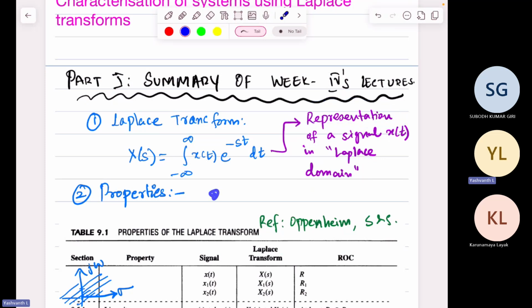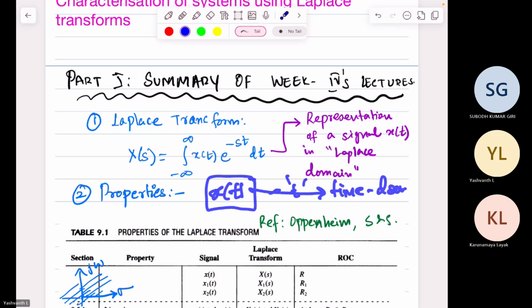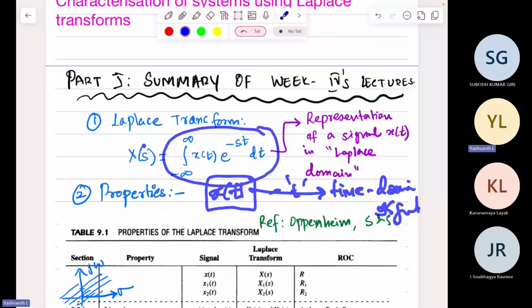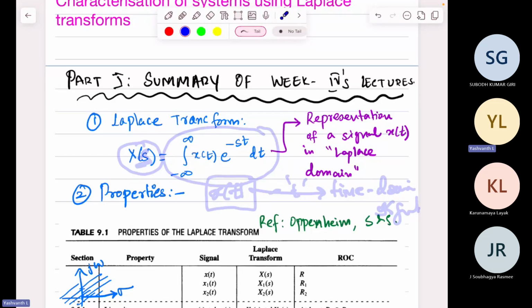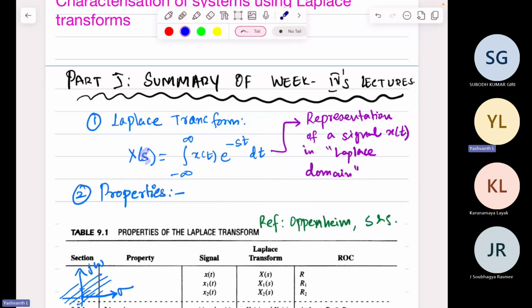If I write that signal x of t, that means this is a signal value at time t. That means x of t is a time domain signal. But X of s, which is computed by this integral, is also the same signal but in the Laplace domain, where s is the Laplace variable. Like how x of t is a time domain signal indexed by time t, X of s is the representation of the same signal but in the Laplace domain. That's why it's called a Laplace transform. s is the Laplace variable.